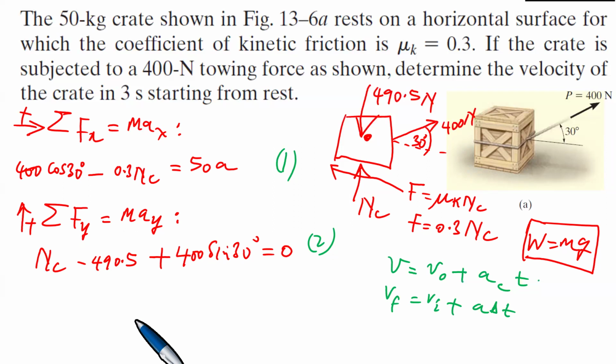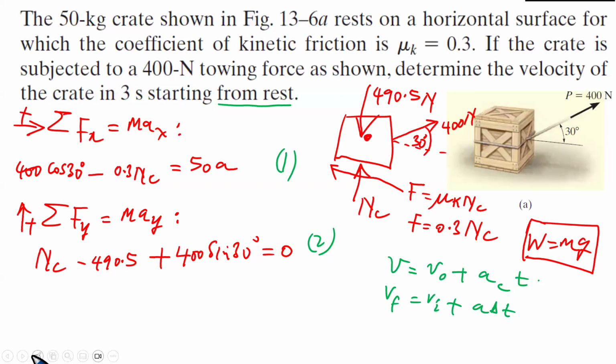Right, so we take note of this with precision. What then do we need? In this formula, because we want to calculate the velocity of the crate in 3 seconds, we know the time is 3 seconds, but we do not know the acceleration. So we need to find the acceleration from these particular equations. If we get the acceleration, then we have the time as well. But remember, this starts from rest, so we know the initial velocity.